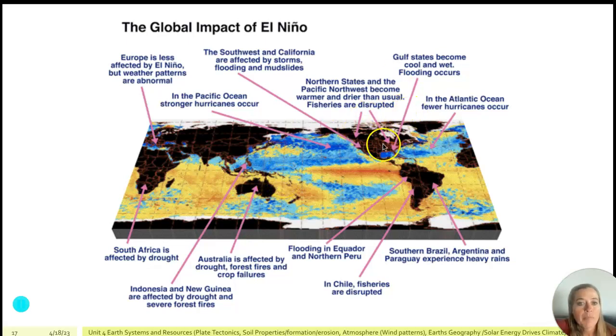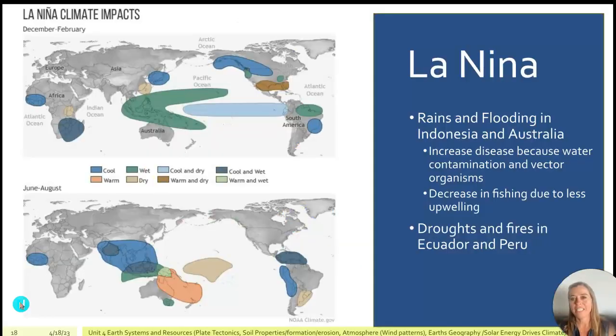If you know just a little bit about what also happens in the United States, in El Nino events, oftentimes we have warmer and drier years. The other thing that I forgot to mention previously is that when you have that accumulation of warm water on this coast, you don't have the upwelling of cold water, which leads to great fisheries in this part of the world. The antithesis of El Nino is La Nina.